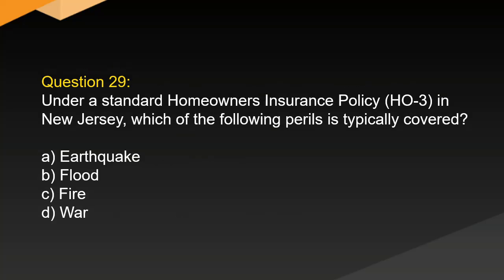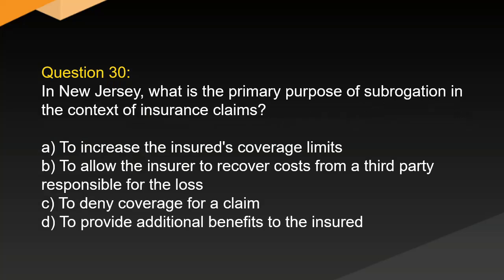Question 29. Under a standard homeowners insurance policy, HO-3, in New Jersey, which of the following perils is typically covered? A. Earthquake. B. Flood. C. Fire. D. War.